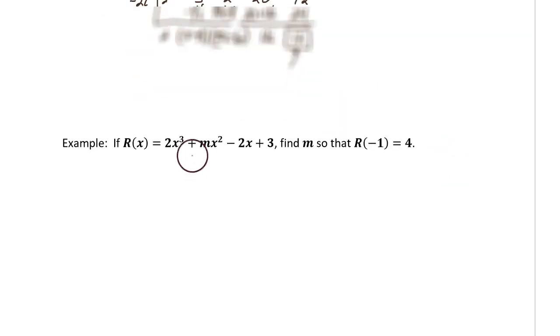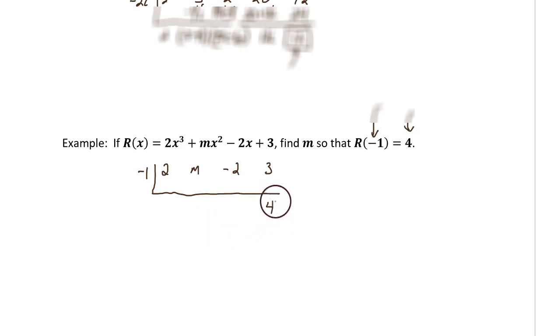Next example. If r of x is equal to this polynomial, find the value of m so that r of negative 1 is equal to 4. Let's do synthetic substitution again. Write down the coefficients in the correct order. Make sure you don't need any placeholder zeros. Then make the synthetic bracket and take the number to be substituted and write it on the left side. Now the fact that this says equals to 4, what does that tell us? It tells us that this very last result is 4.